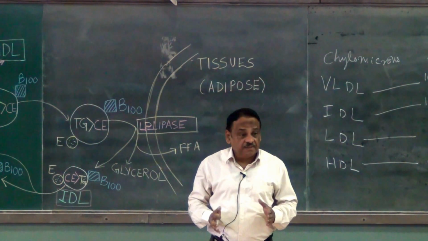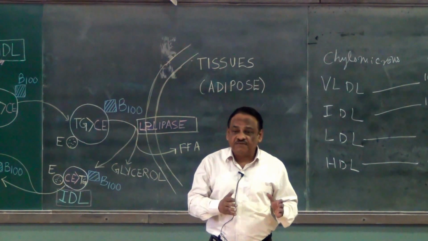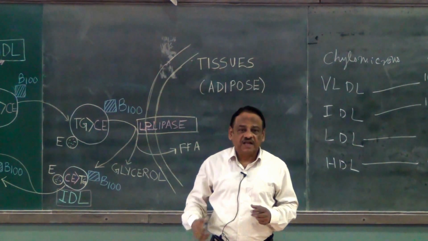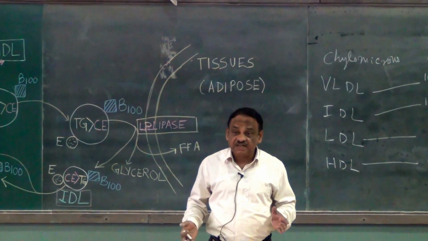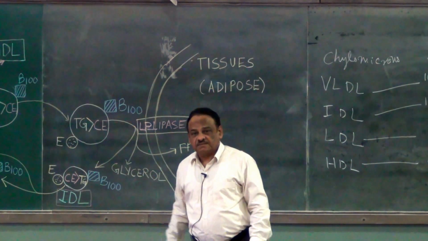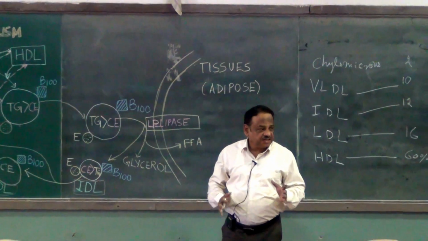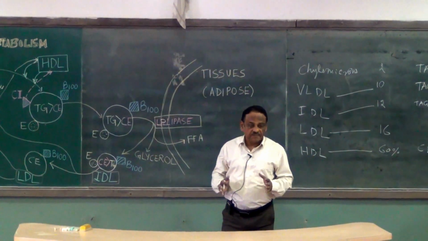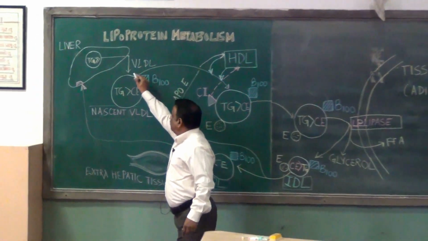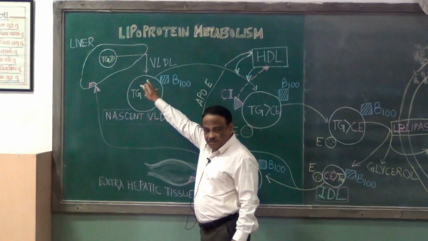As far as lipid metabolism is concerned, this is true of carbohydrate metabolism also: glycogenolysis, glycogenesis, gluconeogenesis. Protein metabolism also, that is the urea cycle. Many important functions are concentrated in the liver. So here, as far as lipids are concerned, it is the VLDL formation that is most important.